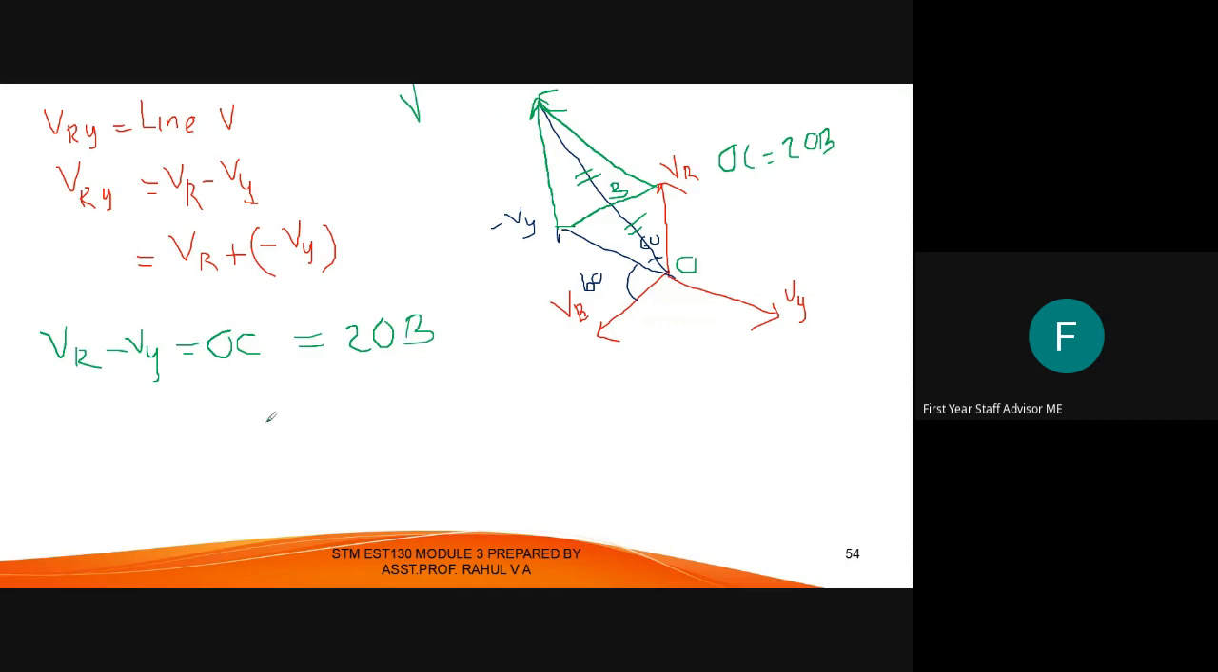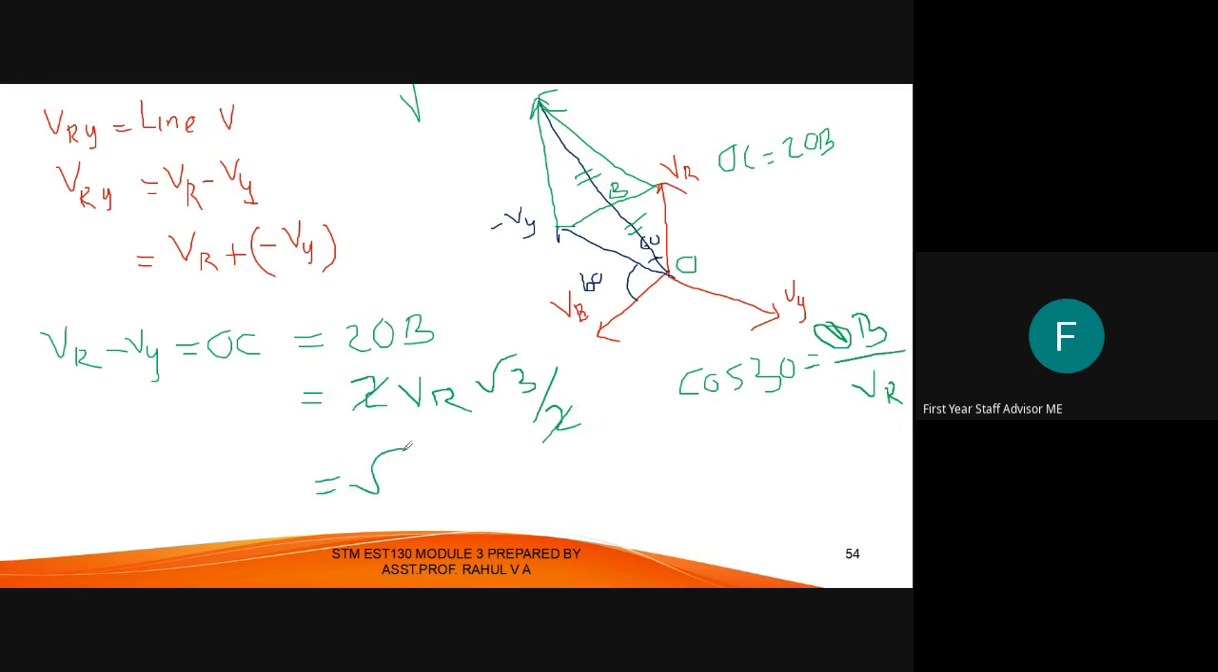Now I can find out what OB is, because VR is the hypotenuse and OB is the adjacent side. So cos 30 is equal to OB divided by VR. So I can write OB is equal to VR cos 30. So 2 into VR into cos 30, where cos 30 is root 3 by 2. I can cancel 2 here, so finally I can write root 3 VR.